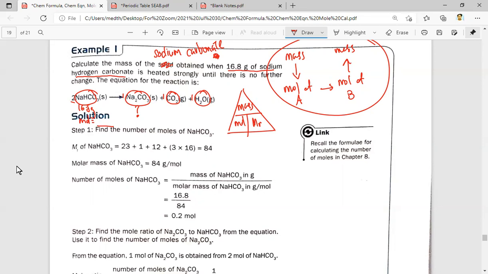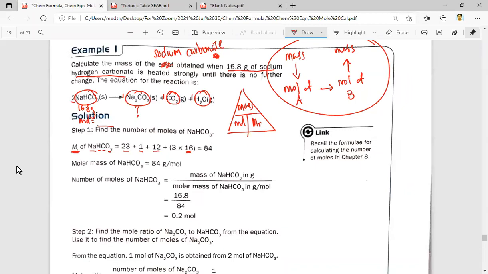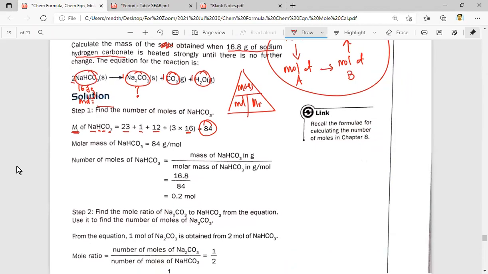Before I can find the mole, I need to find the MR. So 23 because 1 sodium, 1 because I got 1 hydrogen, 12 here because I got 1 carbon, 3 times 16 because I got 3 oxygen. What all these numbers are is actually the mass number of each of the elements. So when you add them all up, you get 84. Now, this 84 is the MR of sodium hydrogen carbonate. Okay, this is the molar mass. Molar mass, as I mentioned, is just MR.